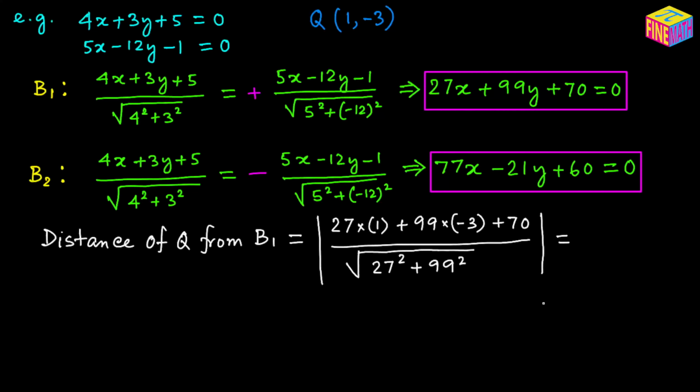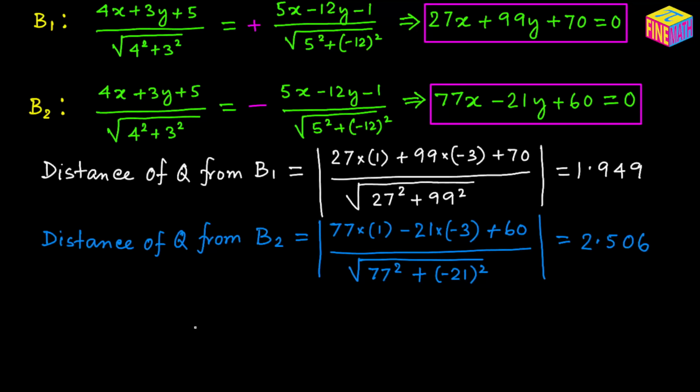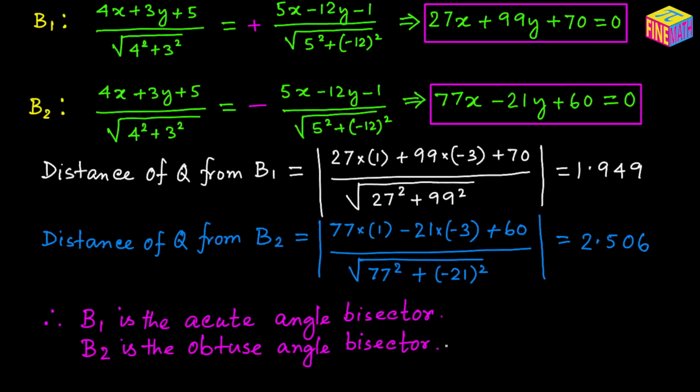And if you simplify this, this will turn out to be 1.949. And then let's calculate the distance of Q from the bisector B sub 2. And if you simplify this, this will turn out to be 2.506. And now, as you can see, which distance is larger? Well, distance of Q from the bisector B sub 2 is greater than the distance from the bisector B sub 1. So then we can clearly say that B sub 2 is the bisector of the obtuse angle and B sub 1 is the bisector of the acute angle. I hope everything made sense so far.